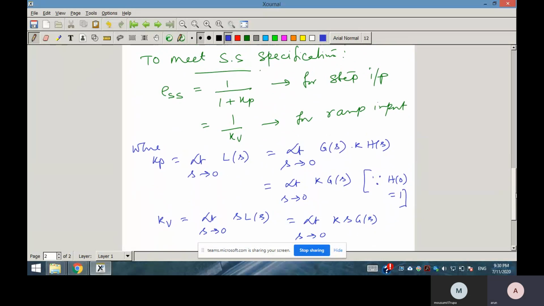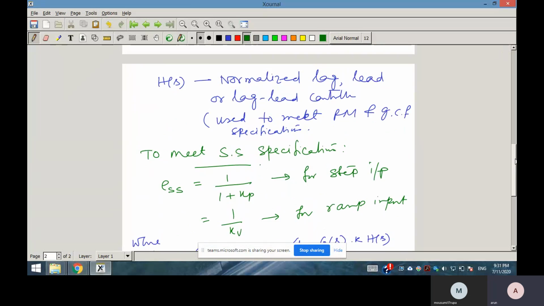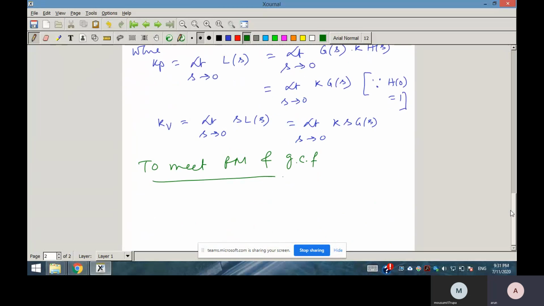So now to meet phase margin and GCF, this is the critical thing. We have to design the parameters of HS, that is the normalized first order lag, first order lead, and second order lag lead controller. So first, what you have to do for this.